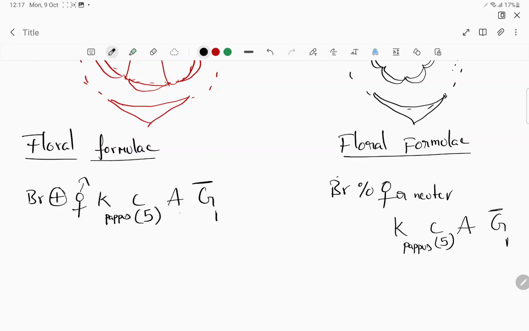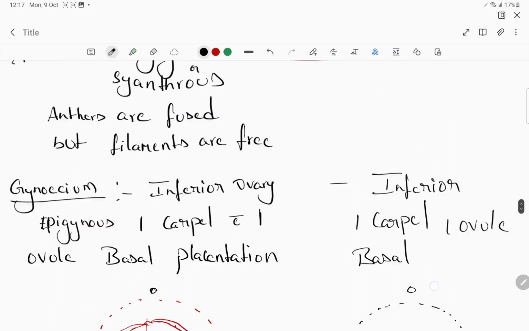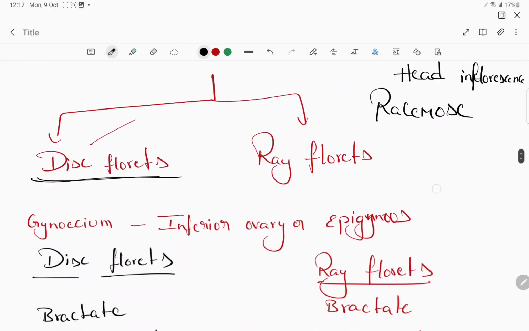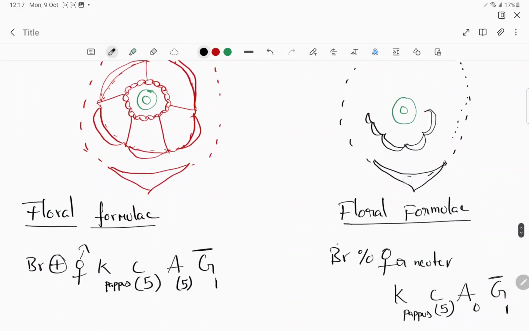Here in androecium we have 5 anthers, synanthers, so we call it syngenesious, where the anthers are fused and filaments are free. Here there is nothing, so that's why we are writing it as 0. So this is the floral formula for ray florets as well as for disc florets for Compositae or Asteraceae, right? Thank you.